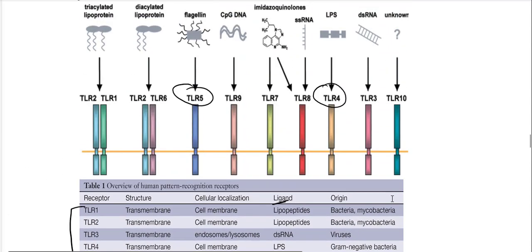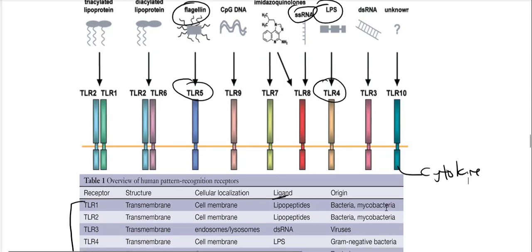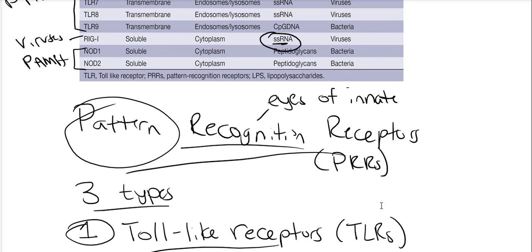Whenever any of these pattern recognition receptors see a PAMP of any sort, whether it be flagella, LPS, or RNA from a virus, they're going to signal for cytokine production and trigger an immune response. So pattern recognition receptors are really the eyes of the innate immune system. And when activated, they're going to trigger further response.